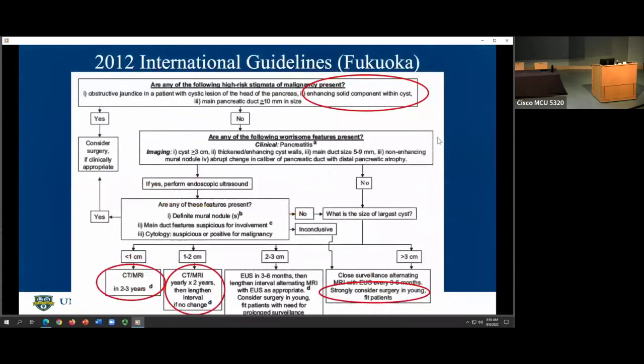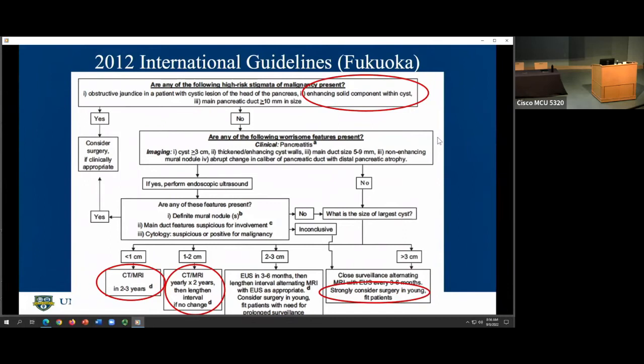So starting with the Fukuoka guidelines in 2012, the main thing that changed here is that the classification of the precancerous cyst was no longer limited to just the size of the cyst or main duct involvement, but also included were enhancing solid components in the cyst, and additional worrisome features were included, such as the cyst size, enhancing walls, main duct size of 5 to 9 millimeters, and abrupt change in the caliber of the pancreatic duct.